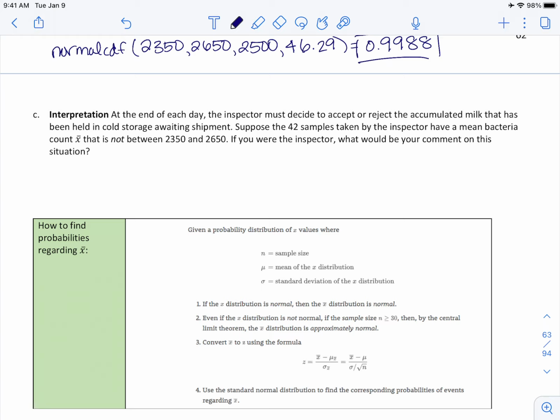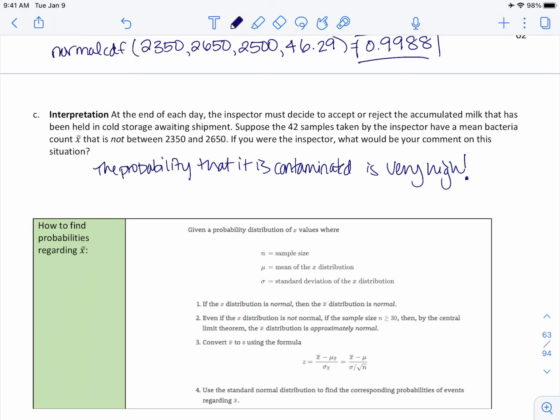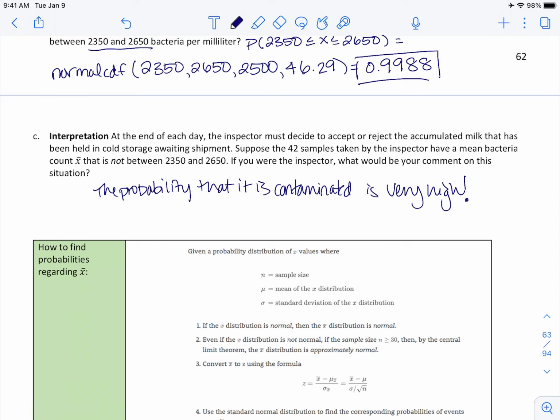So I would say that the probability that it's contaminated is very high, because we had 0.9988 or 99.88% probability that it's between that range. So if it's not in that range, it's most likely contaminated.